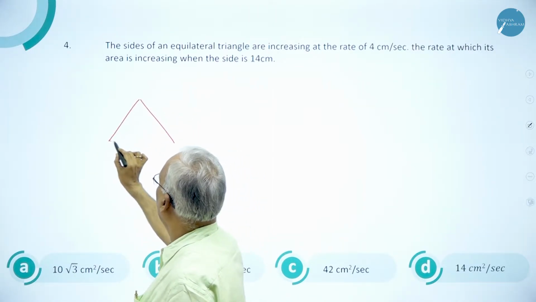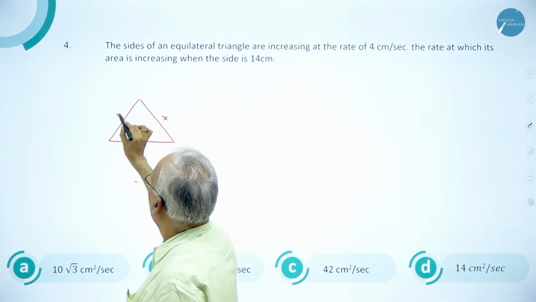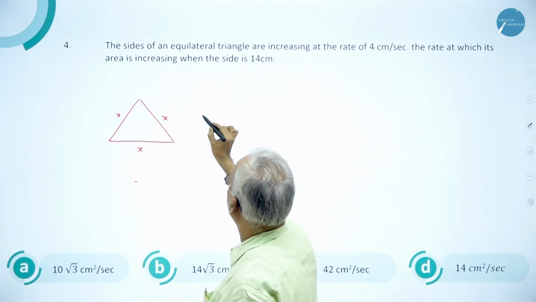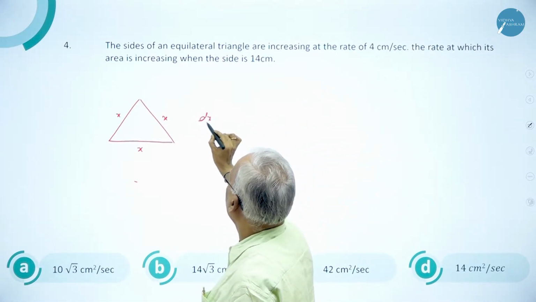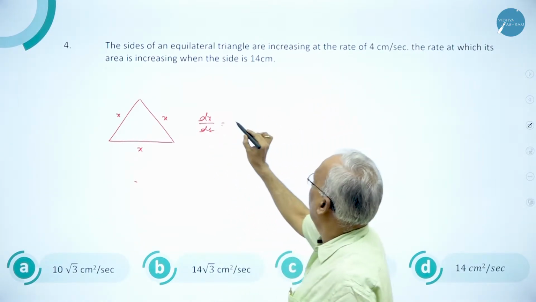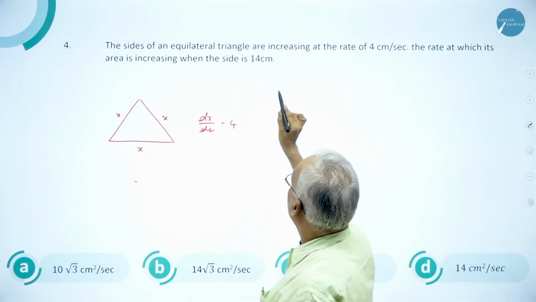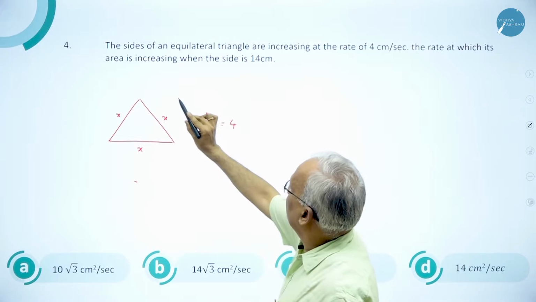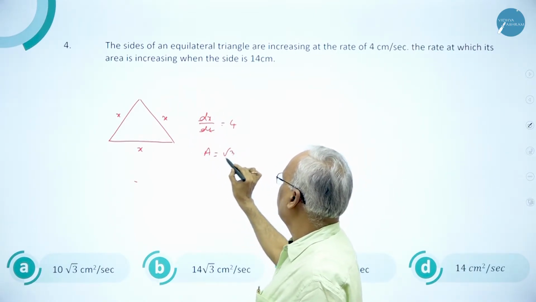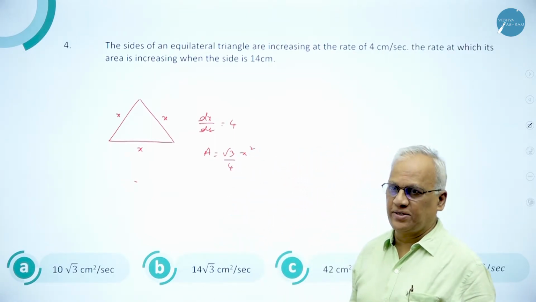The sides of an equilateral triangle are increasing at the rate of 4 centimeter per second. Therefore, dx by dt is given to be 4. This is given. Now, the rate at which the area is increasing. The area of an equilateral triangle is root 3 by 4 into x squared.